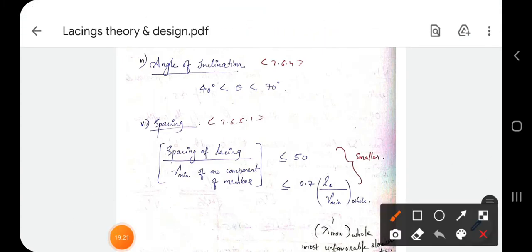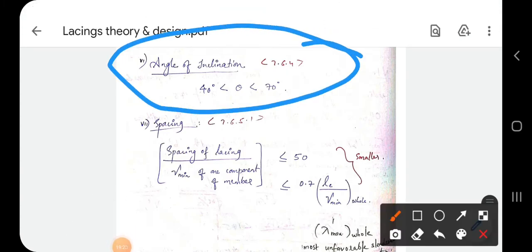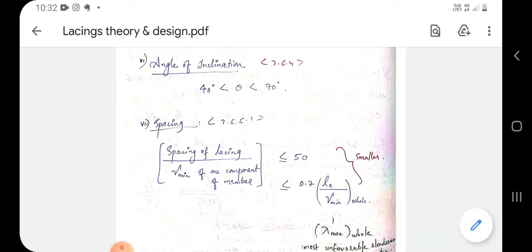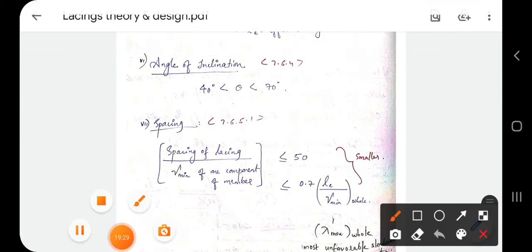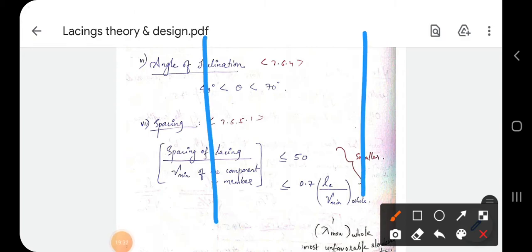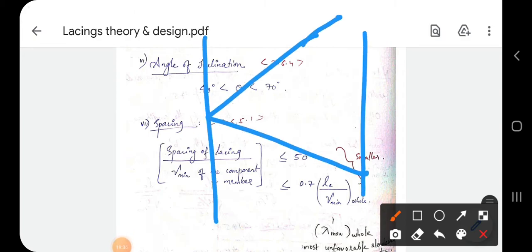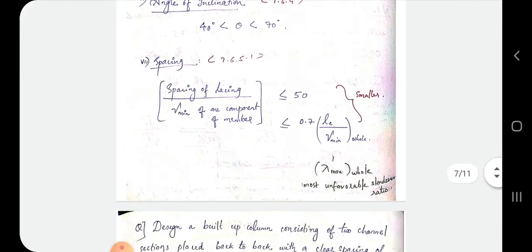Now the angle of inclination of the lacing should be between 40 degrees and 70 degrees. It should be more than 40 degrees and less than 70 degrees. Angle of lacing means the angle made like this. This is the angle of inclination of lacing. It should be between 40 and 70.